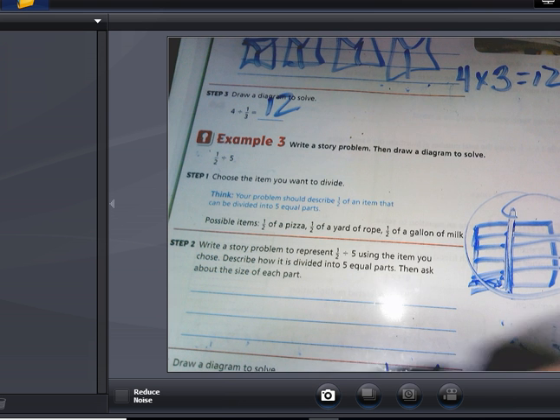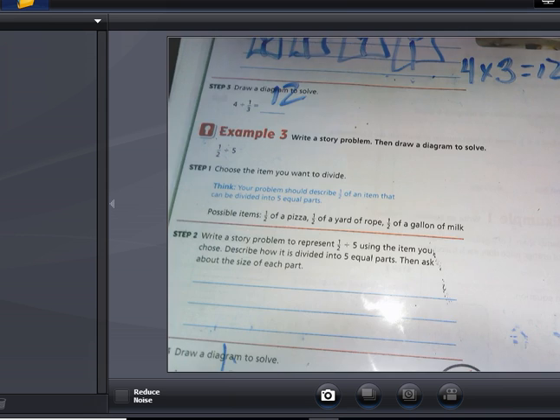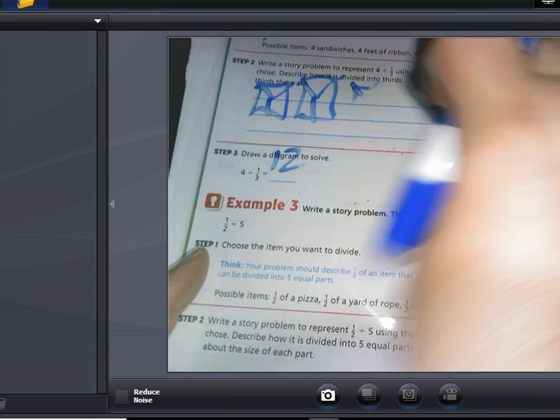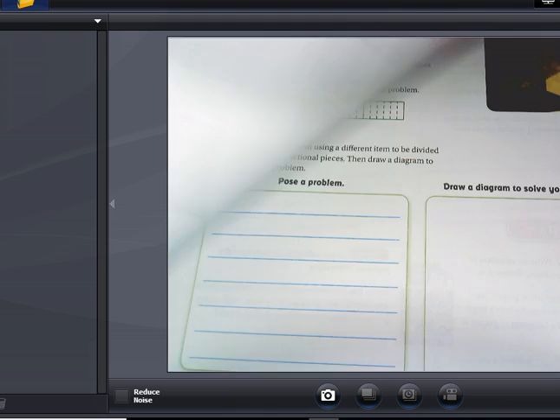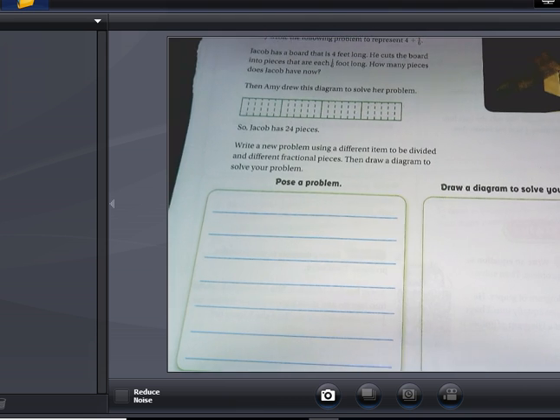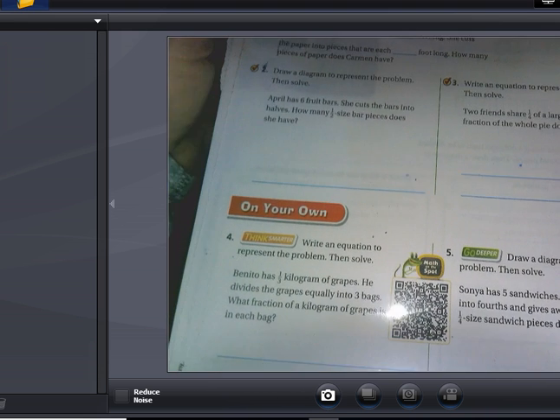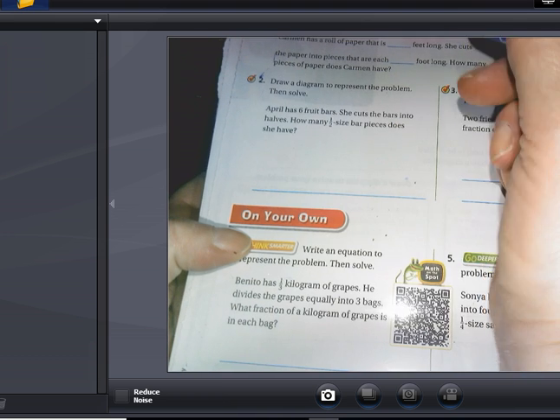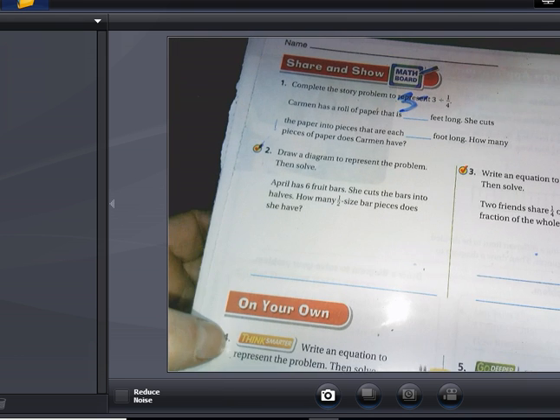All right, I hope you stopped and wrote a story problem. That is what you are expected to do. Let's go on to the next page, and we have share and show. So this first one, complete the story problem. Carmen has a roll of paper that is 3 feet long. What does she have? 3 feet. And she cuts them into 1/4 equal chunks. How many chunks does she have? Well, I could do 3 times 4 equals 12.